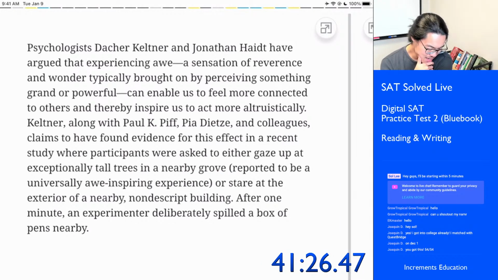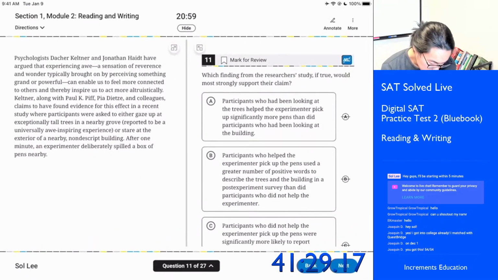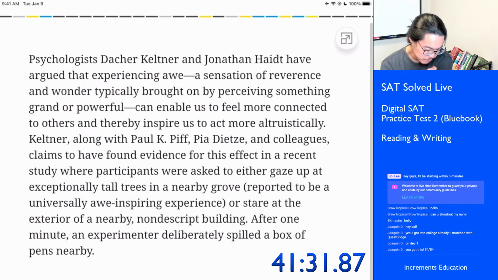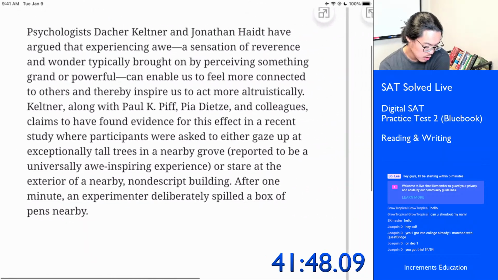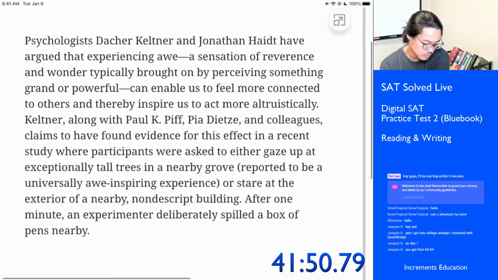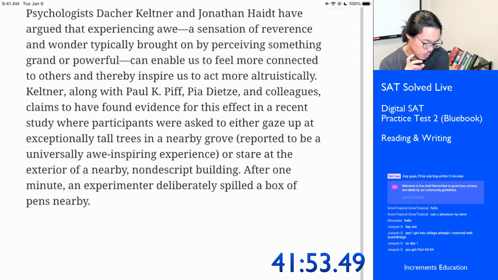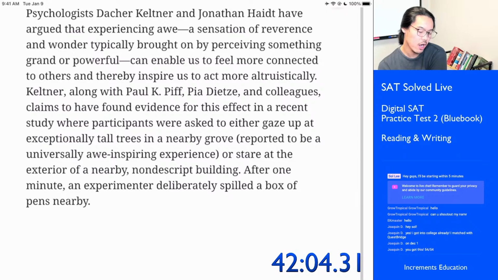Keltner and Haidt have argued, oh wait, what are we looking for? We're looking for support. Experiencing awe can make us more connected and more altruistic. This has to involve perceiving something grand or powerful. They found evidence for this where they asked people to look at tall trees, which is something grand or powerful, or stare at the exterior of a nondescript building nearby, which is not grand or powerful. After 1 minute, they spill a box of pens. And so the altruism is whether you help them with the box of pens.